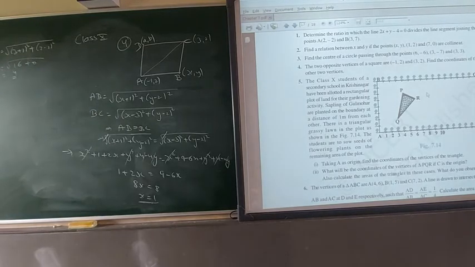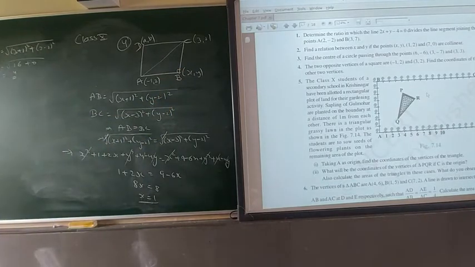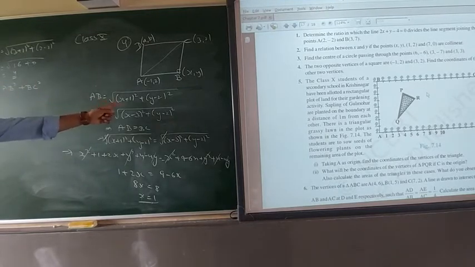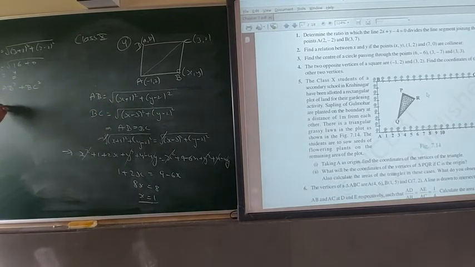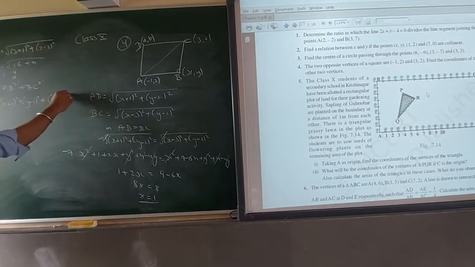And in the square, I think you all know there is 90 degrees here. So here I can apply the Pythagoras theorem also. That is, AC square is equals to AB square plus BC square. So the AC value is what? 4. And what is the value of AB? Square and root will be cancelled. So left will be (x plus 1) square plus (y minus 2) square plus (x minus 3) square plus (y minus 2) square.